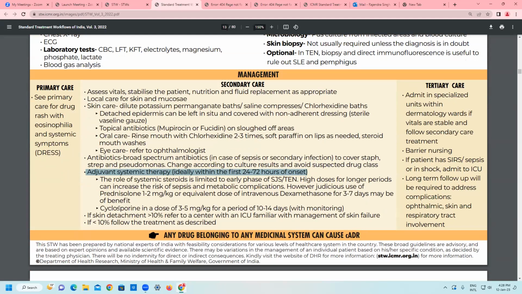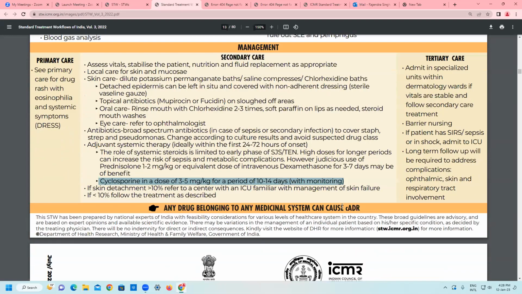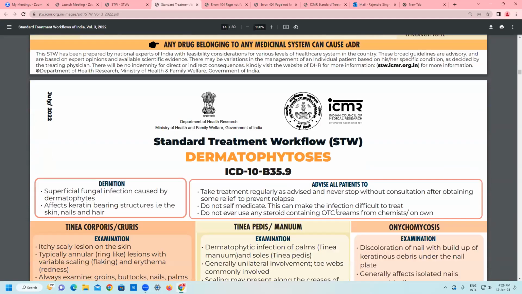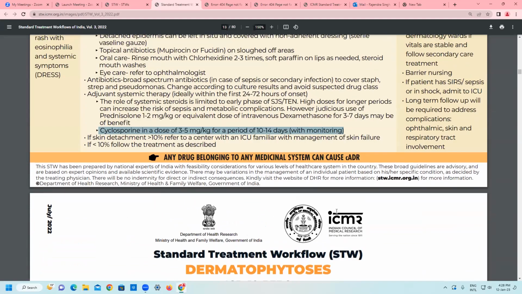Cyclosporine is also an important drug in these two conditions, SJS and TEN. And if more than 30% body surface area is involved, then like a burn, you have to maintain barrier nursing and an ICU setup and more frequent monitoring. So I have covered this just to give you an overview. I'm not covering each and every point in today's webinar.